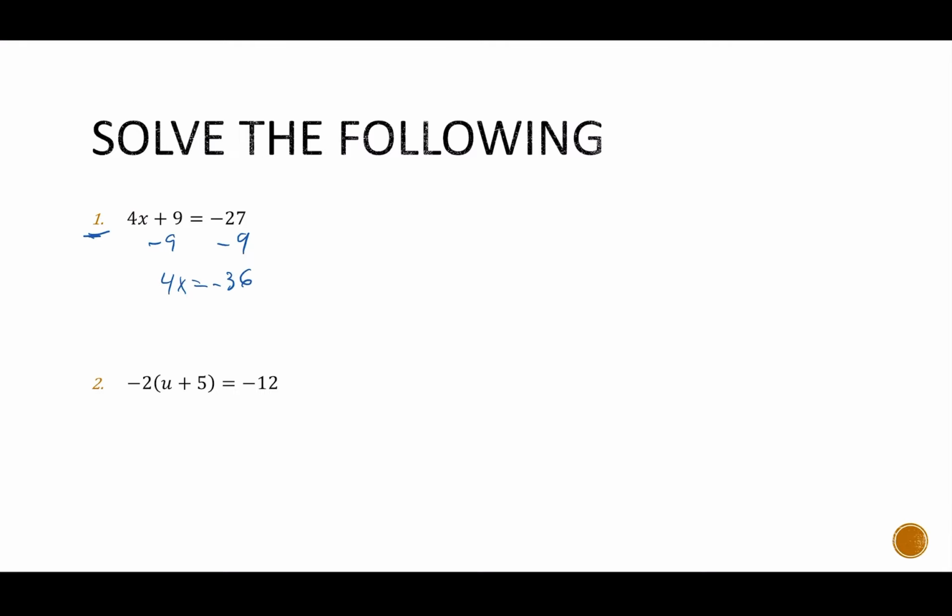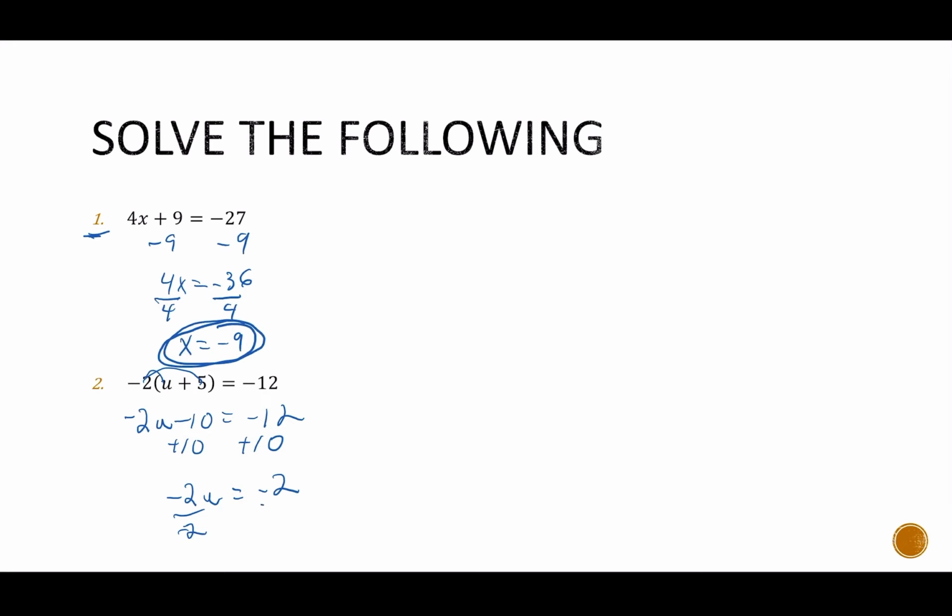I then use the multiplicative principle to divide both sides by 4. So I get x is negative 9. That's my only solution. For problem 2, I am not fully simplified on the left-hand side yet, right? I have negative 2u minus 10 is negative 12. And I can go ahead and add 10 to both sides. So I have negative 2u is negative 2. I divide both sides by negative 2 and get u equals 1 as my final answer.